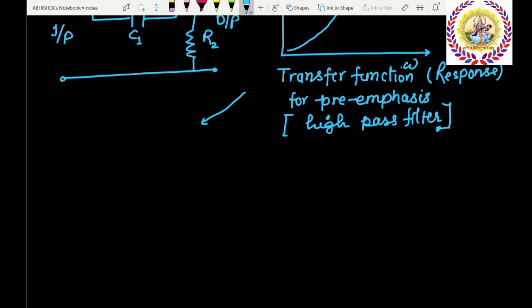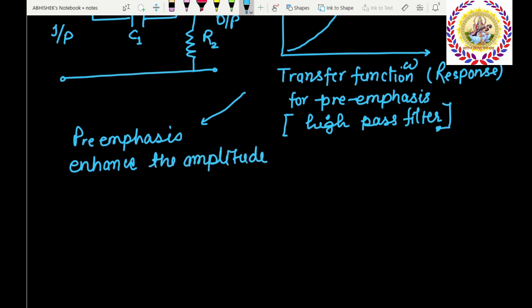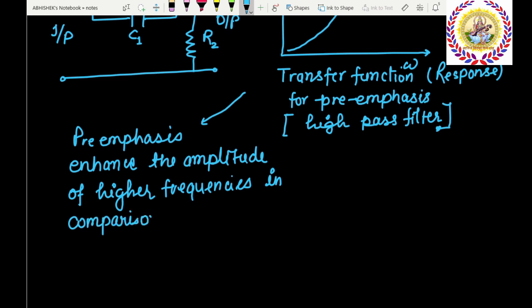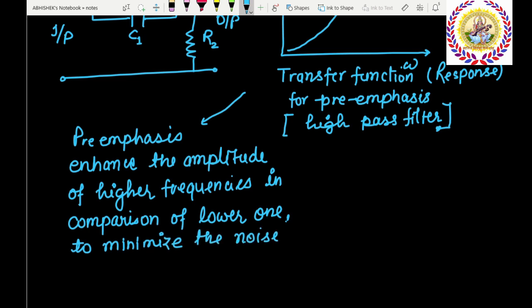Now this is preemphasis, which enhances the amplitude of higher frequencies in comparison to the lower ones, to minimize the noise effect on higher frequencies.